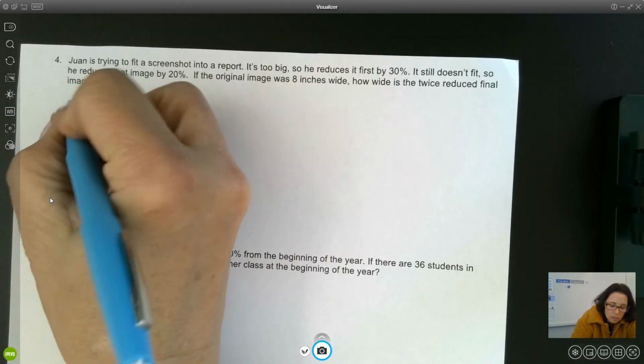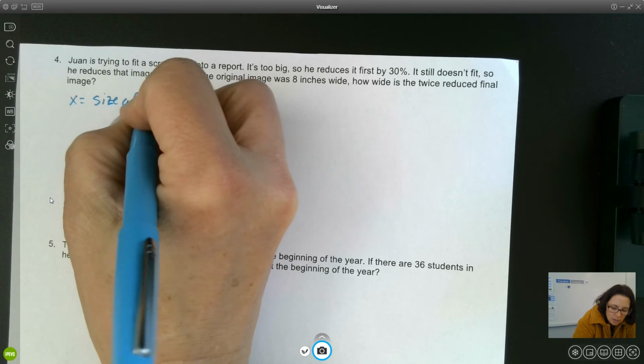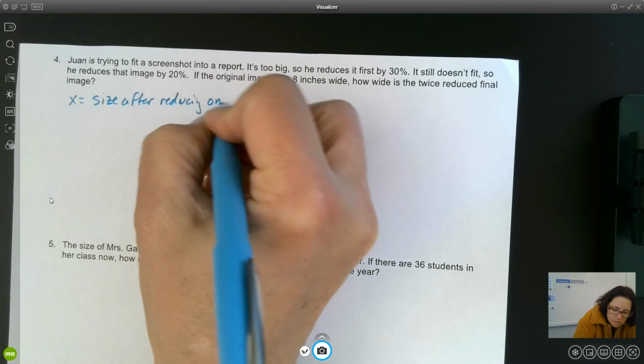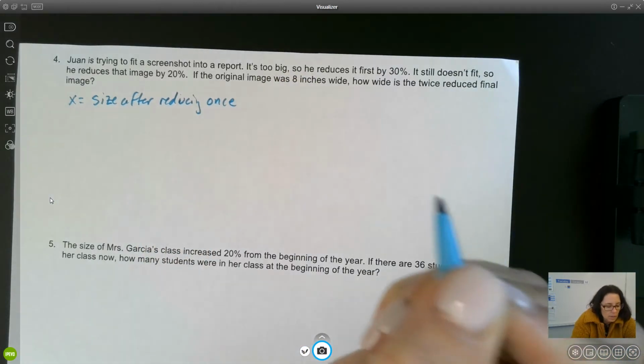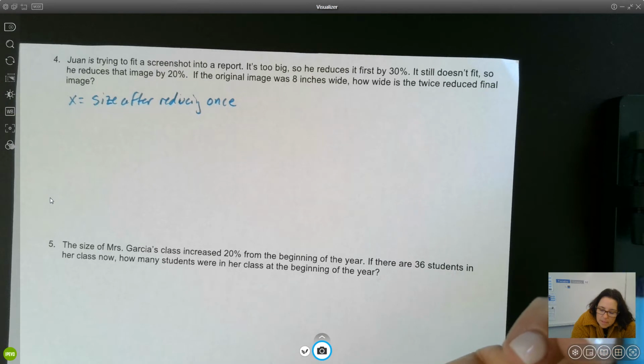Okay, we're going to look, X is the size after reducing once. Okay, so we are looking, it says the original image was 8 inches wide.